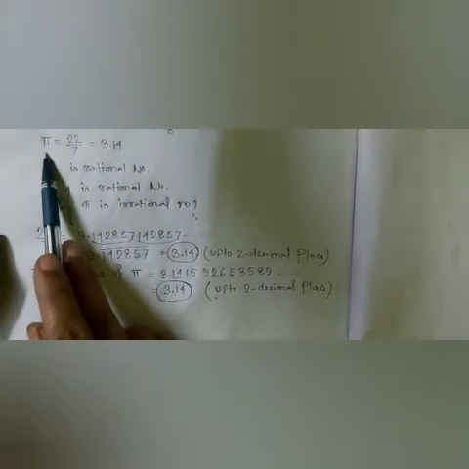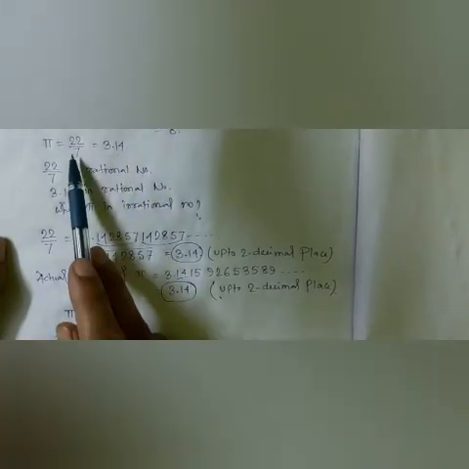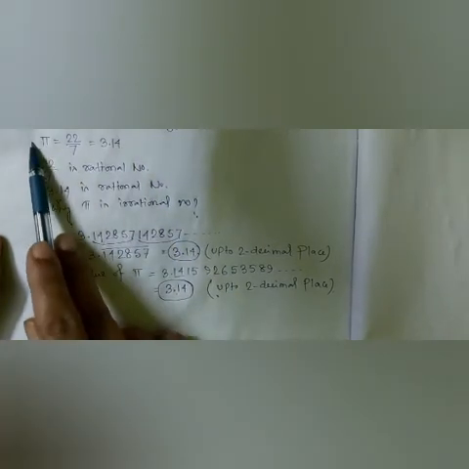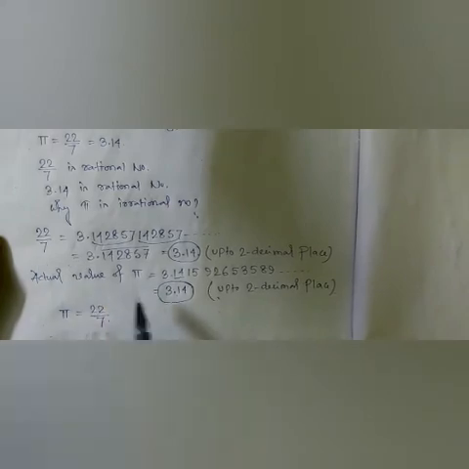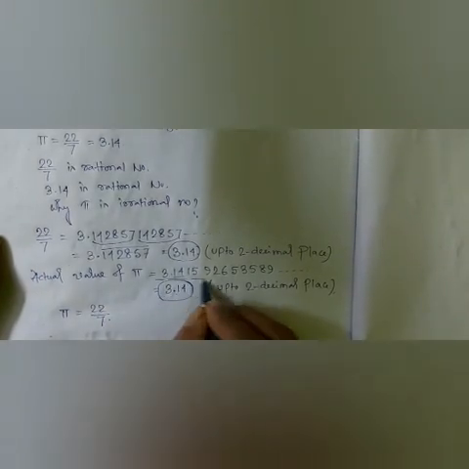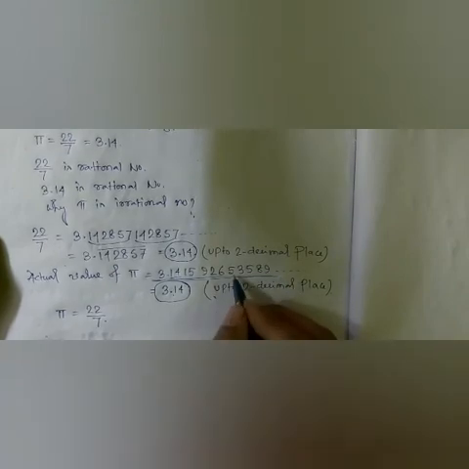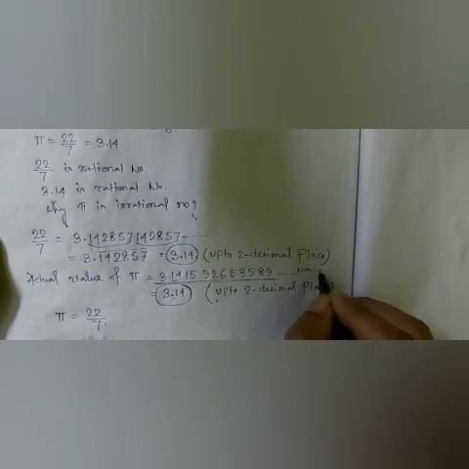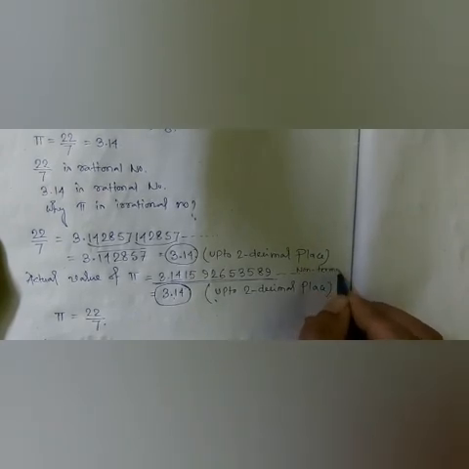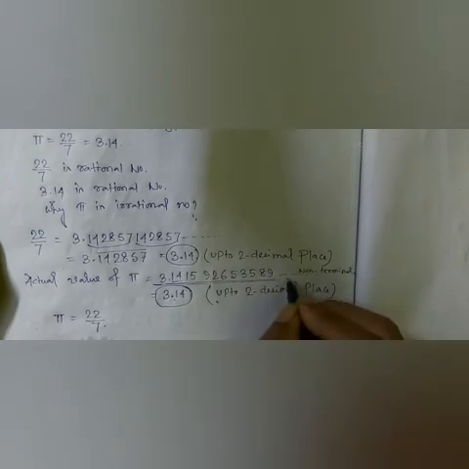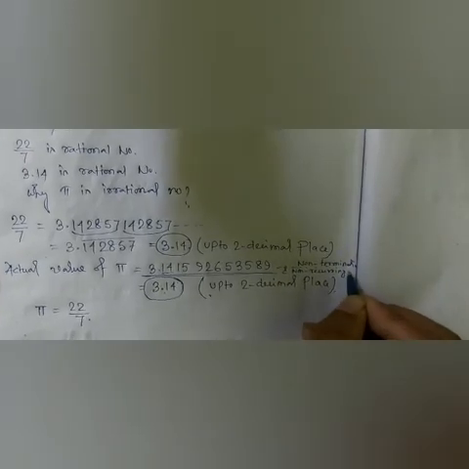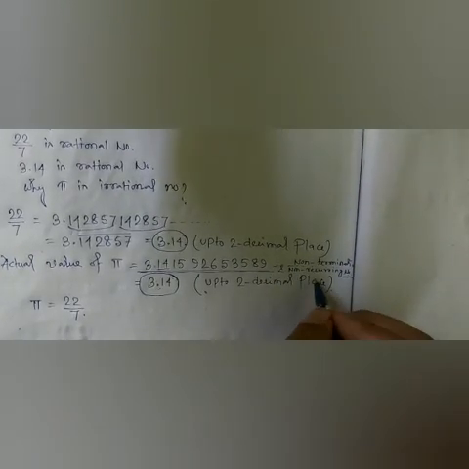The value of pi is 22 by 7 or 3.14, but 22 by 7 is a rational number, and 3.14 is also a rational number, but the value of pi is not a rational number. Because the value of pi, 3.141592653589, is never ending, it is a non-terminating and non-recurring number. So that's why pi is not a rational number.